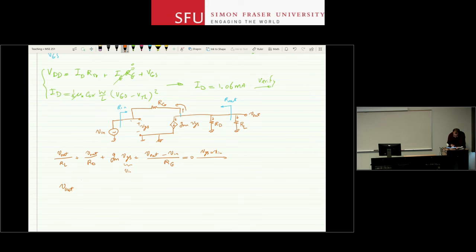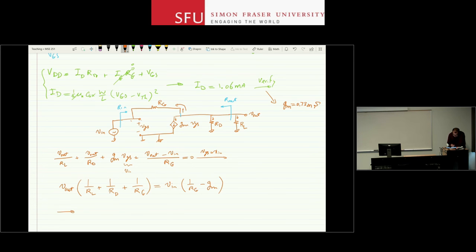V out times 1 over RL plus 1 over RD plus 1 over RG, so this is V out on one side of the equation, is equal to V in, and then I put everything that has V in in it on the second side. It's 1 over RG minus gm. And you have the ID value, so you can calculate gm from ID. It turns out to be 0.73 millisiemens.